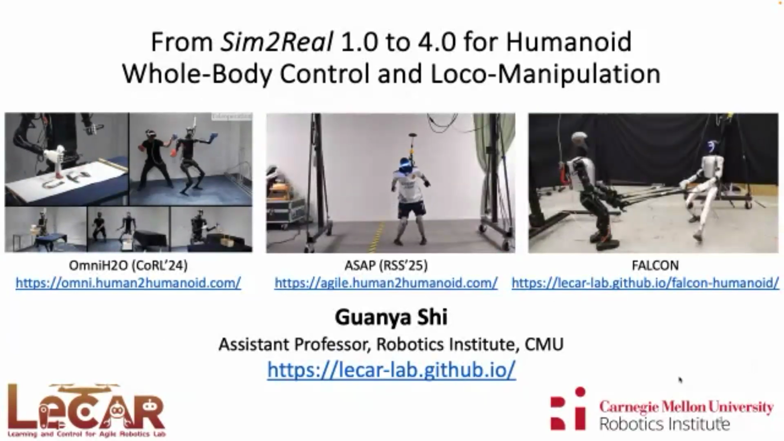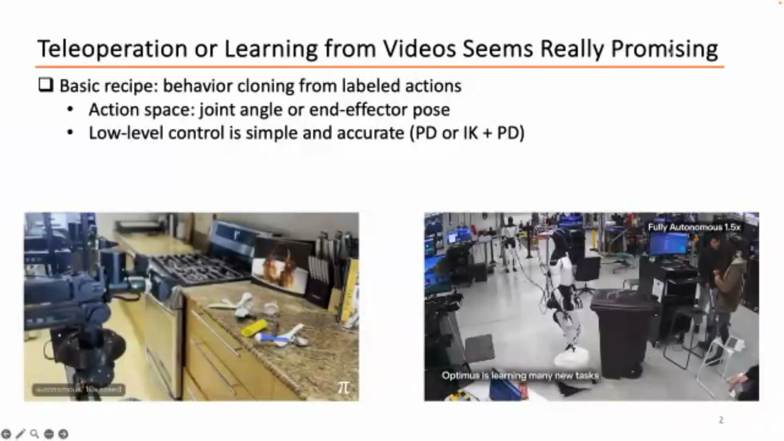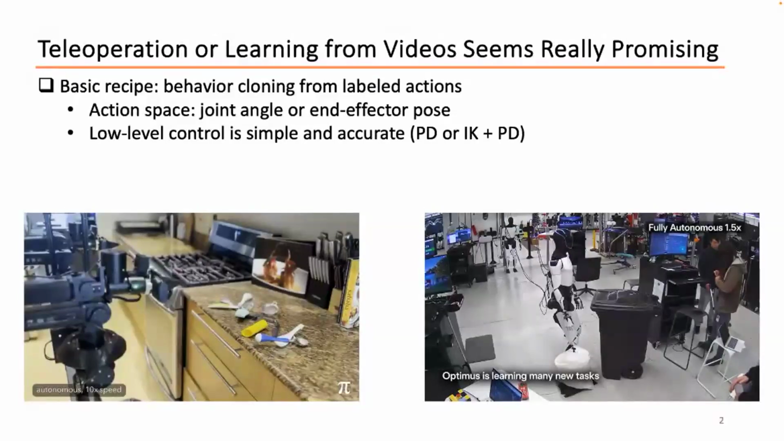Okay, let's get started. I want to start with something different from Sim2Real RL, which is learning from teleoperation data or learning from videos by behavioral cloning. As we know, this is really promising in the recent, I would say, 3 years. And the basic recipe is pretty simple, right? We do behavioral cloning, BC, from labeled actions. Labeled action here refers to either human teleoperation data or some human videos.